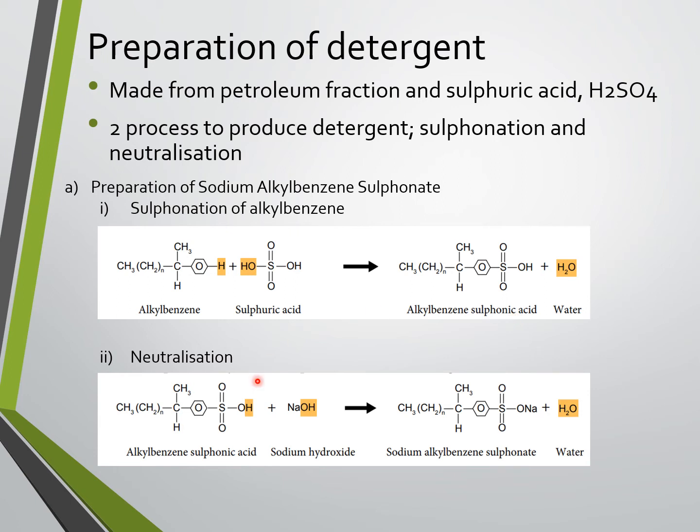Then the alkyl benzene sulfonic acid is brought to the second reaction, which is neutralization. The reaction is between sodium hydroxide and the acid. Of course, it has H+. The H+ and OH- will react to produce water. Then the sodium will combine with the O, here is the place where the sodium combines. Now we have the detergent called sodium alkyl benzene sulfonate.